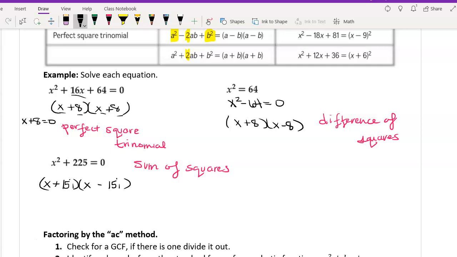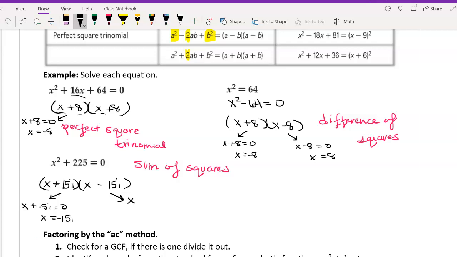So this one, x plus 8 equals 0. So x equals negative 8. And we have that twice. This one, x plus 8 equals 0. So x equals negative 8. This one, x minus 8 equals 0. So x equals positive 8. X plus 15i equals 0. So x equals negative 15i. X minus 15i equals 0. So x equals 15i. So now we've solved all three of those equations.